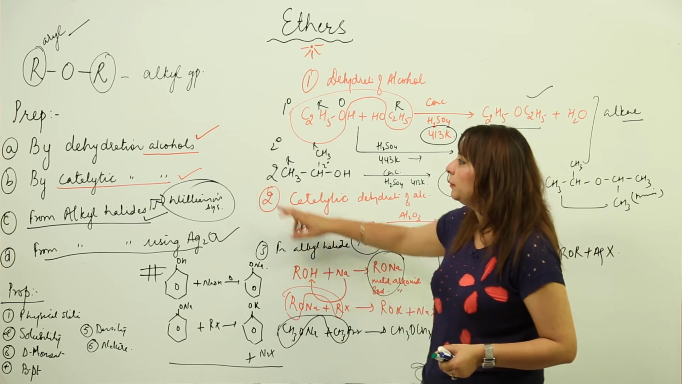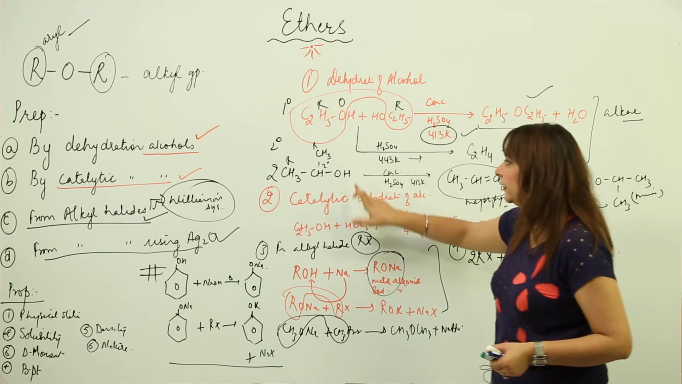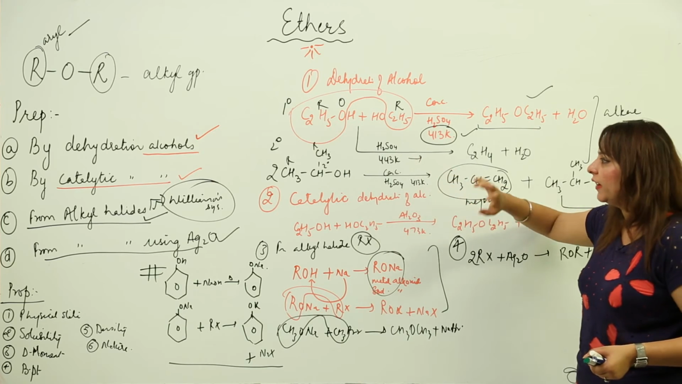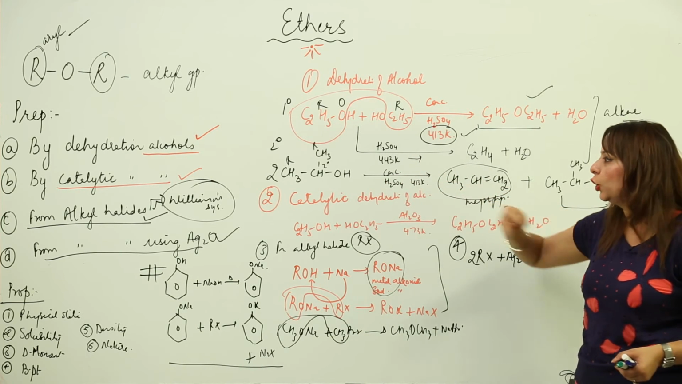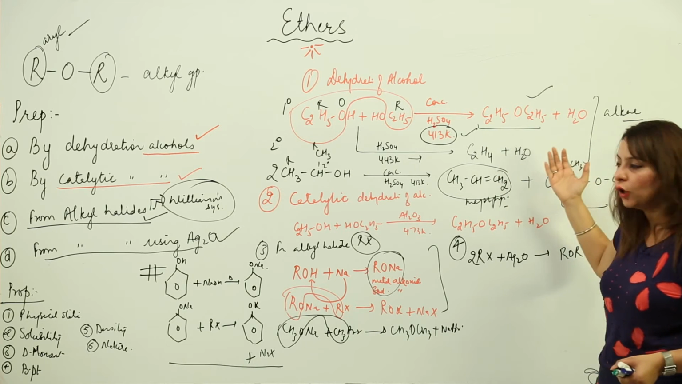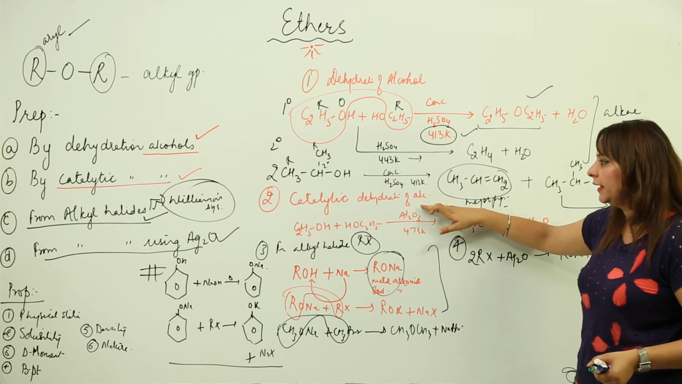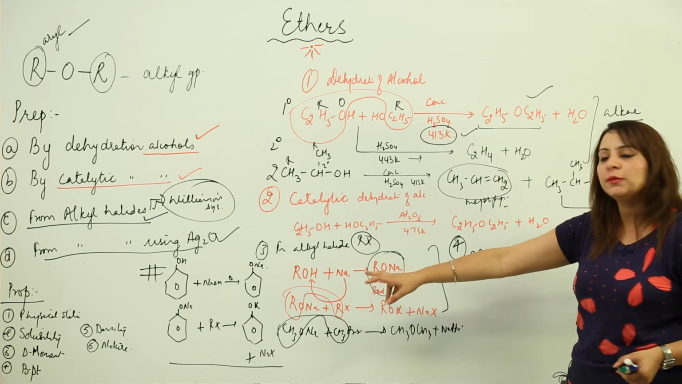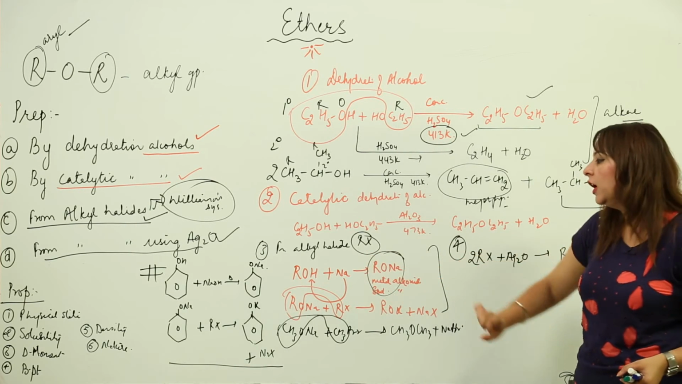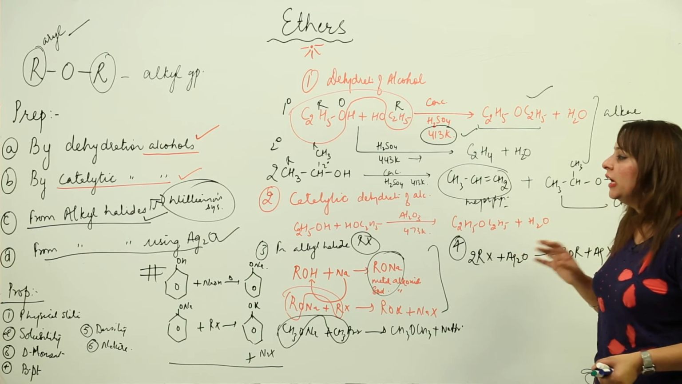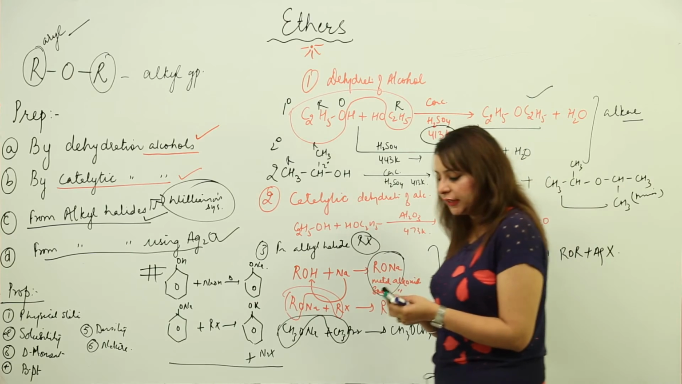So we can prepare it by dehydration of alcohols. I think you know that we need to take care of the temperature, why secondary and tertiary alcohols are not used, and what product you get along with that. And what is catalytic dehydration, what catalyst is basically used, what is Williamson synthesis, how you can prepare an alkyl aryl ether, and how you can prepare it using silver oxide. Now coming to the physical properties.